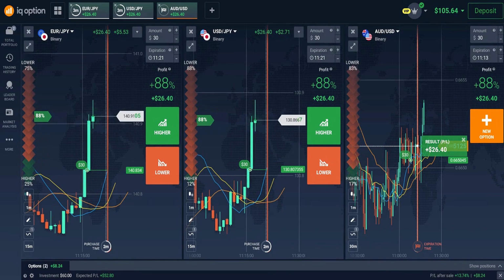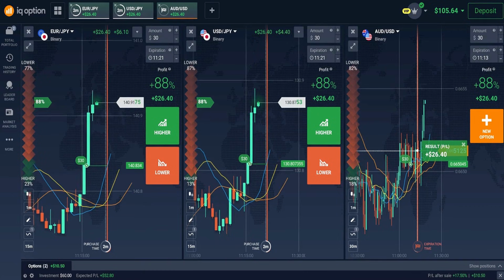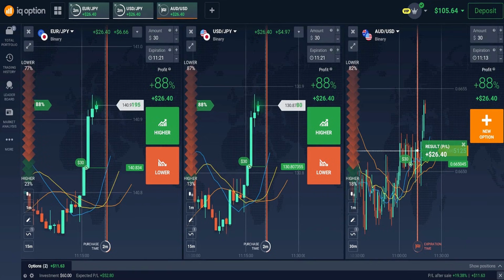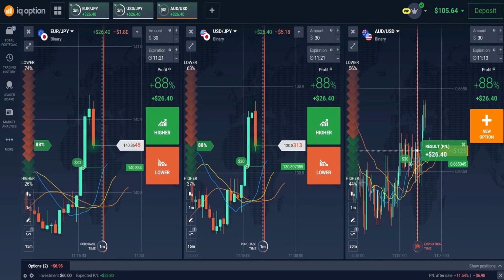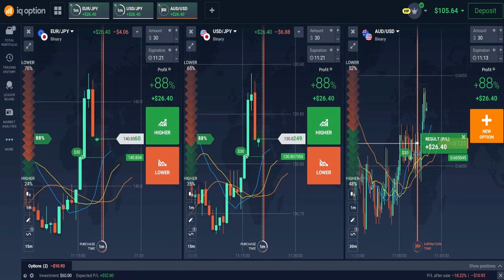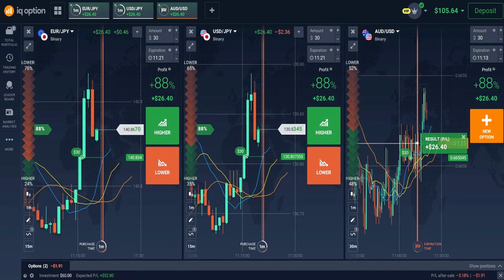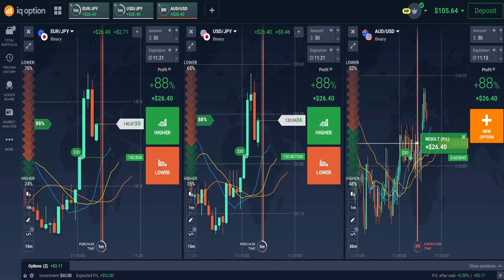So I took action. One buy trade on Euro/JPY, one buy trade on USD/JPY, both with 5-minute expiry. No hesitation, no guessing, just following the rules. Now here's where discipline matters most. After placing both trades, I stepped back. No adjustments, no second guessing, no staring at every tick. Let's see how each trade developed.